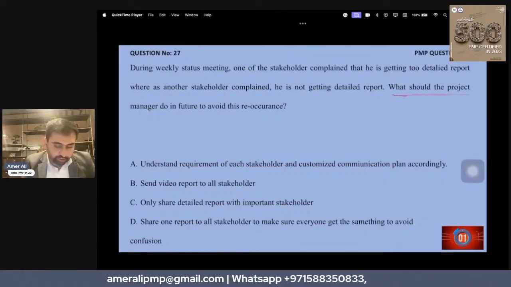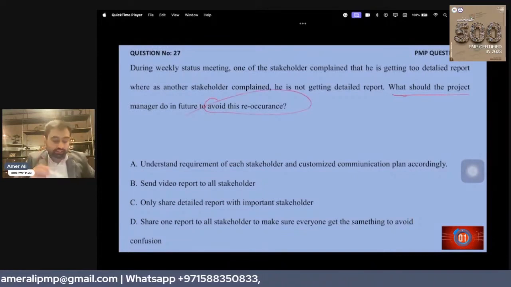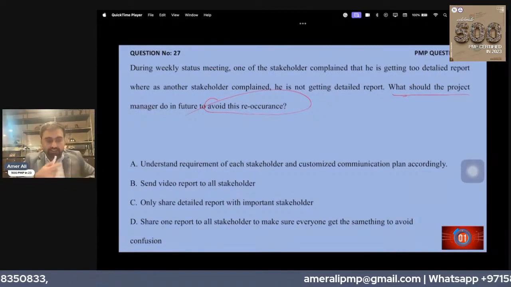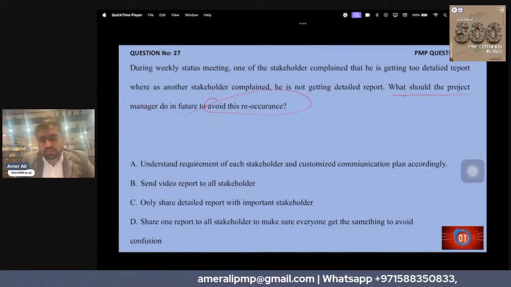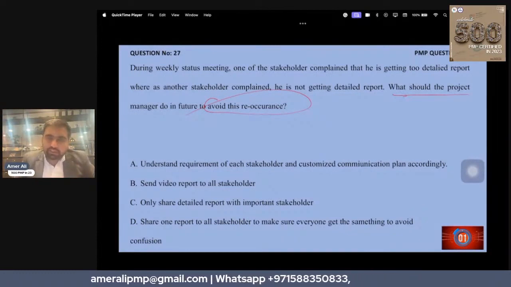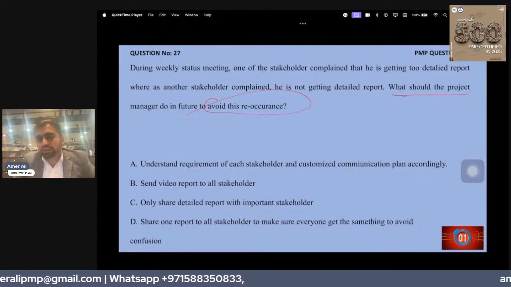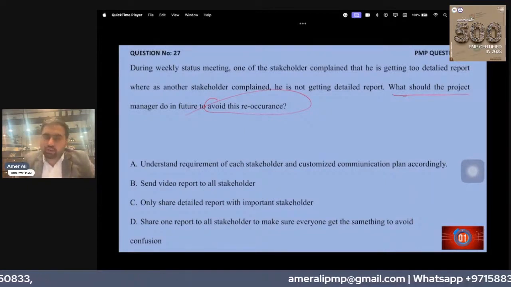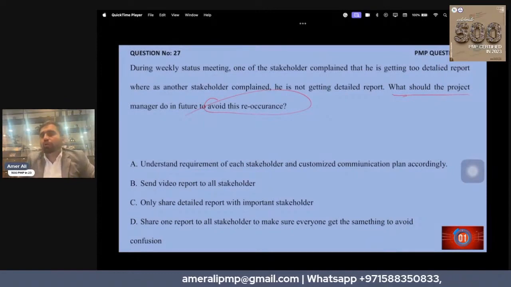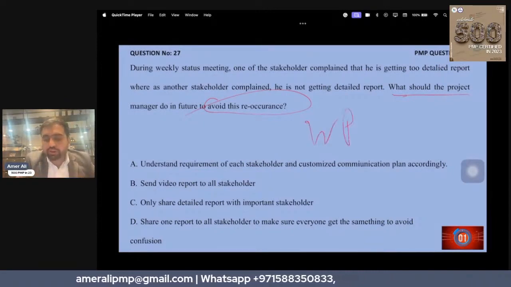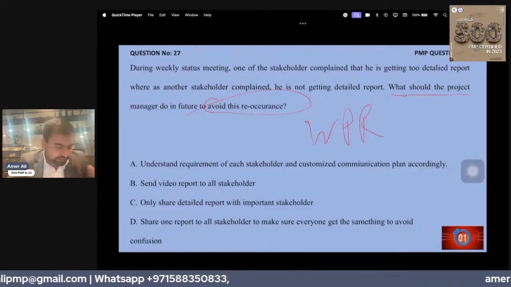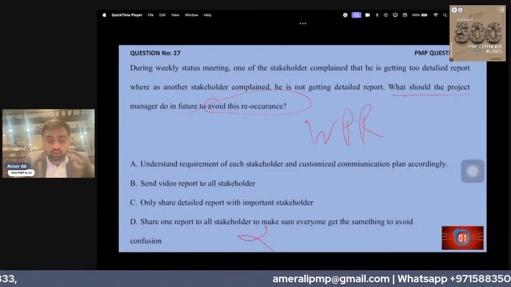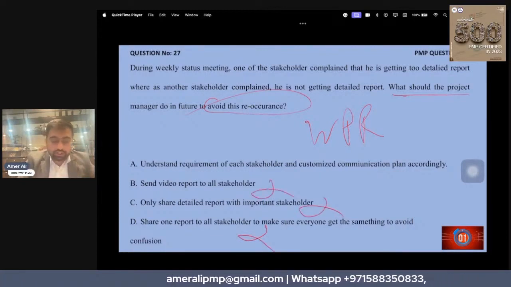what should the project manager do to avoid this reoccurrence? The keyword here to look for is reoccurrence, that things happen again and again. During the weekly status meeting, a stakeholder complained that he's getting too detailed a report, whereas another stakeholder complained he's getting none. So what are we doing? We are not giving them the work performance report. We are not following the communication management plan. Yes, right information at the right time. So this is not right, this is not right, this is not right, this is right.